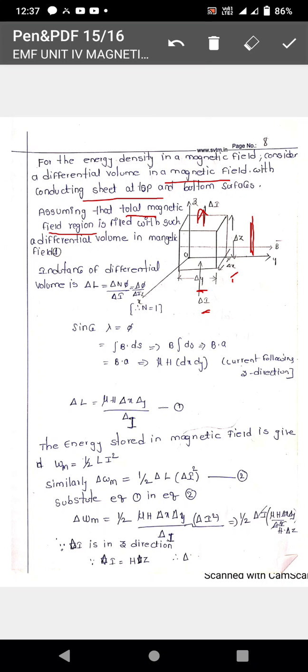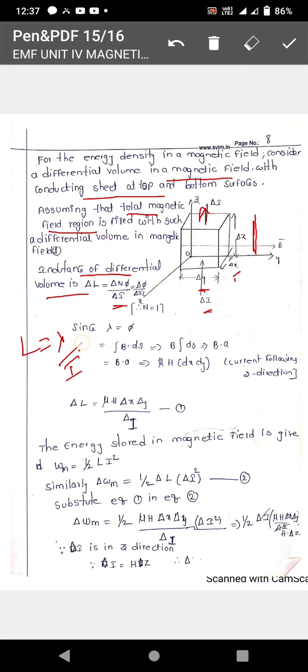Considering the total magnetic field region as differential elements, we consider the inductance of the differential volume element, delta L. Inductance of this differential volume element, delta L equal to delta N phi by delta I. L equal to lambda by I, where lambda is nothing but N phi. Similarly, delta L becomes delta lambda by delta I, that is delta N phi by delta I, that can be written as delta phi by delta I, since N equal to 1, one loop only we consider.